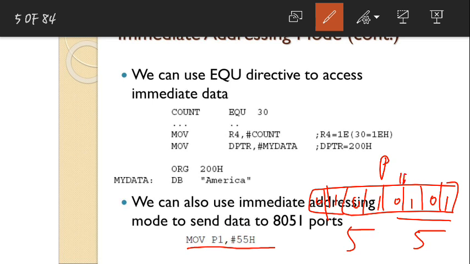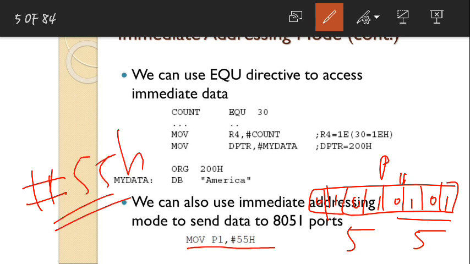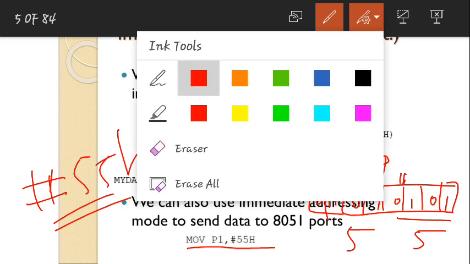Is that fine? So one is set, other is reset, set reset, set reset, in that way. So move P1, P1 is your port, comma, in front of that the immediate addressing mode symbol, that is the pound symbol, and 55H. He has written this. So by using this immediate addressing mode, we can move into the 4 ports whatever value we wanted.